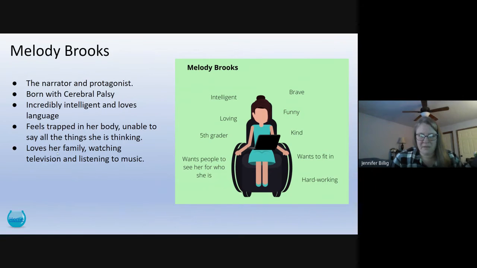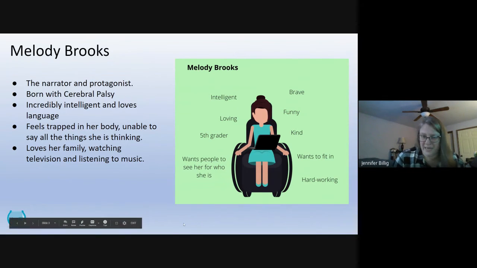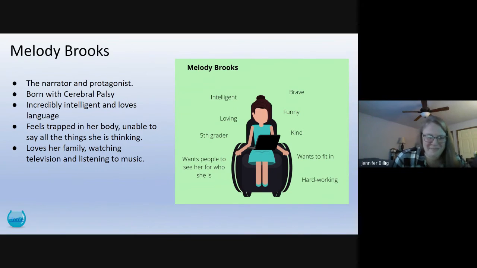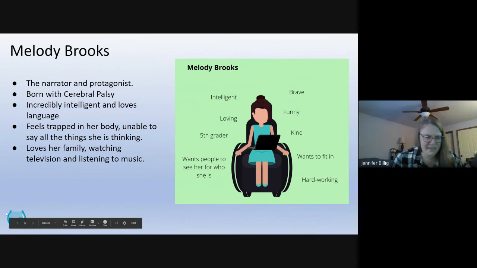But it'll tell you a little bit about her and different things, that she's brave. She's funny. She wants people to see her for who she is. I would also add that she's witty. Don't you think, Celia? Absolutely, yeah. I mean, the more I read this, the more I learn as well. So, yeah, you can see her, and then you can go home and click on somebody else.